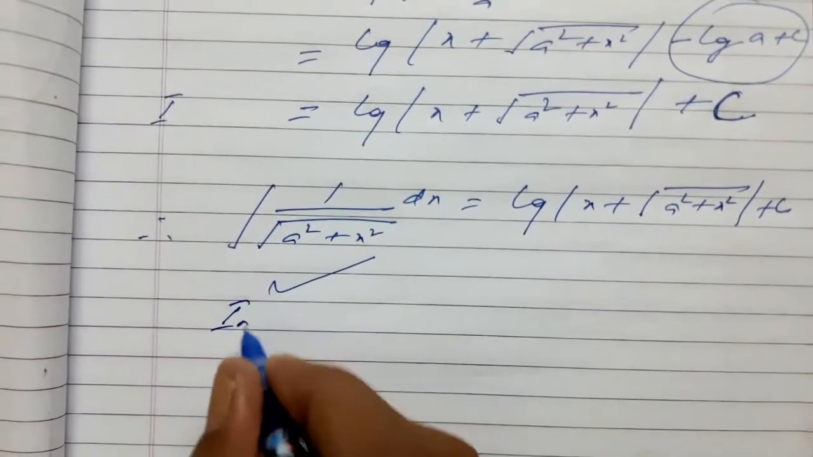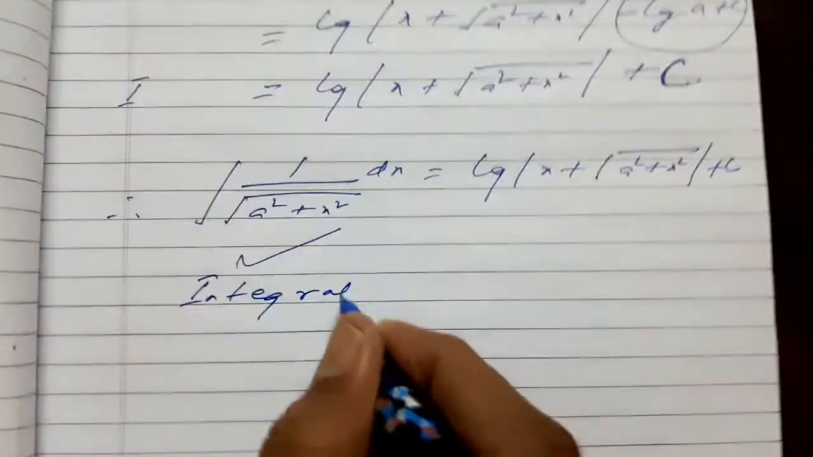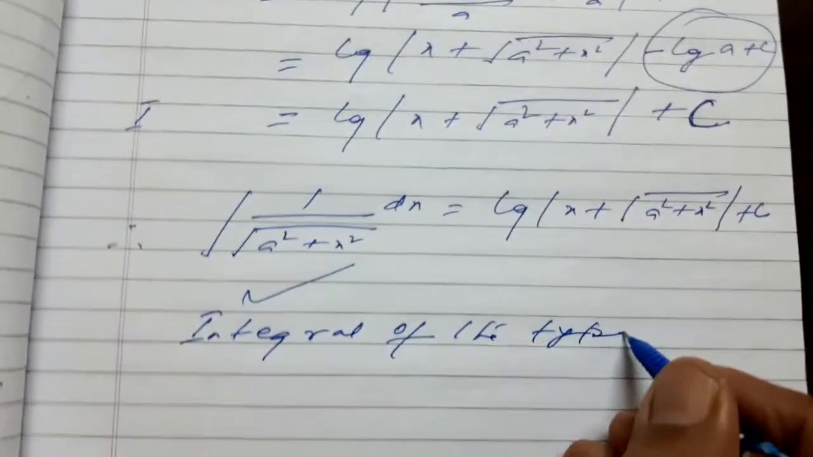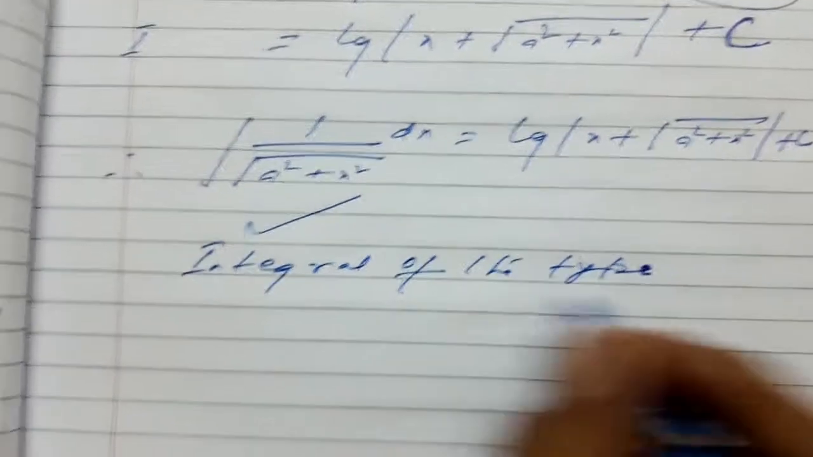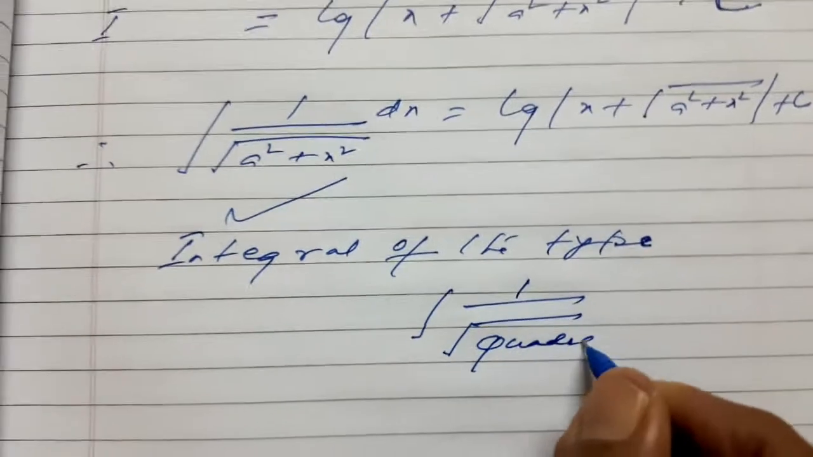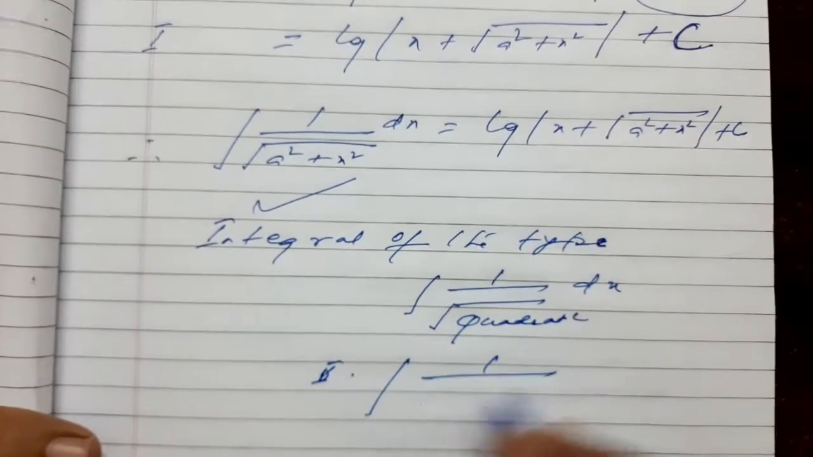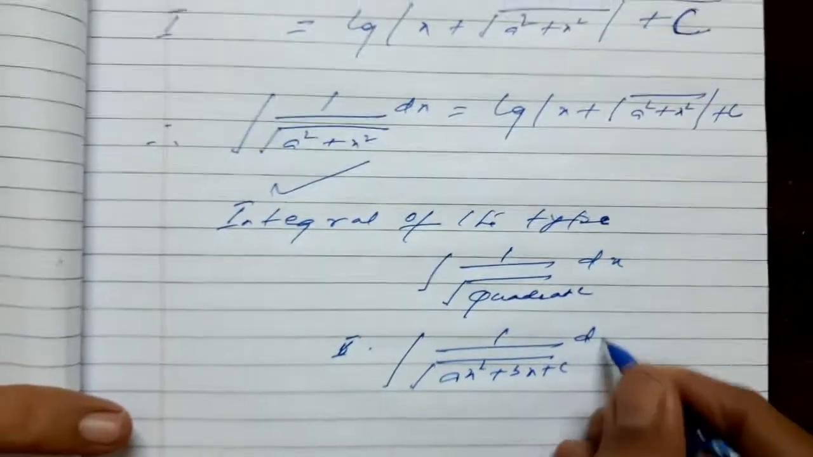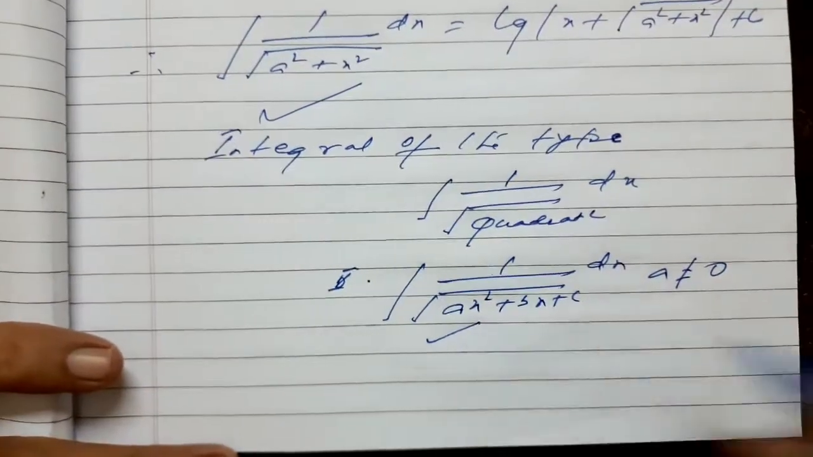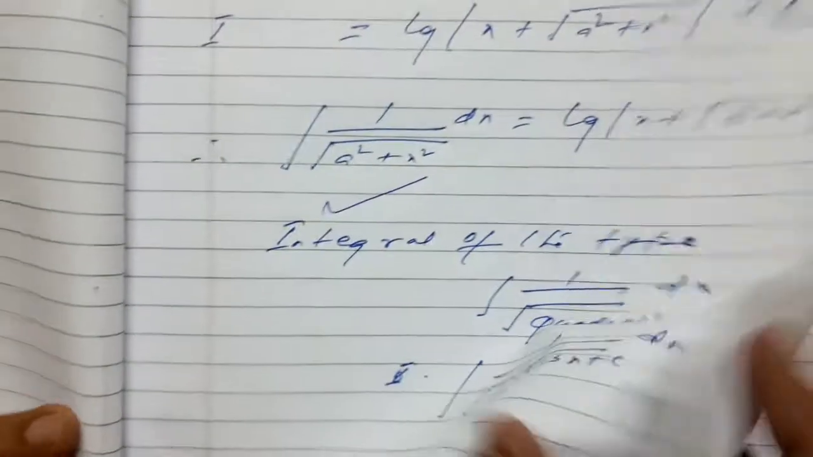This is an integral of the type which you have to discuss on the basis of these results. Integral of the type 1 upon root quadratic. This is one of the models that we can solve by using the results. You can see 1 upon root under ax square plus bx plus c dx, where a is not equal to 0. Everybody knows 1 upon root quadratic and how we can go for it. So this is the matter that we have to look at.